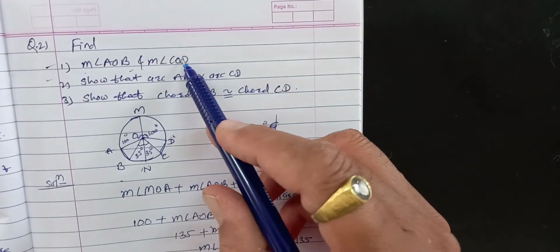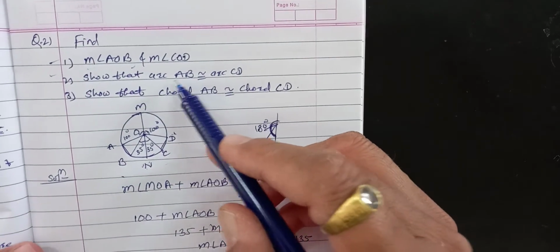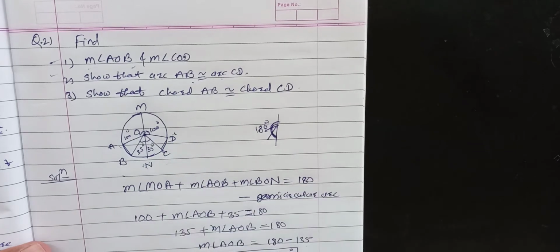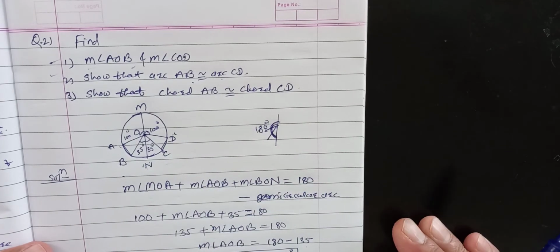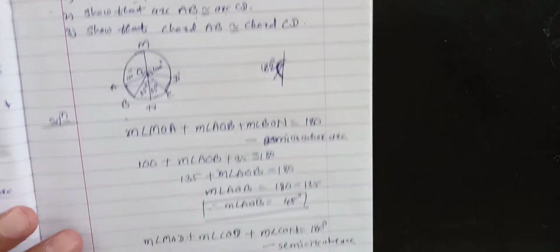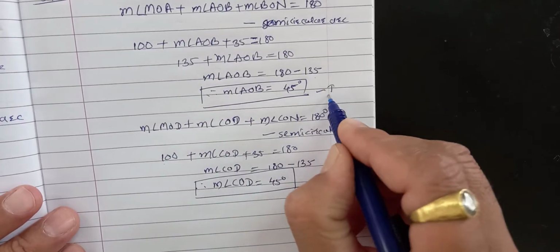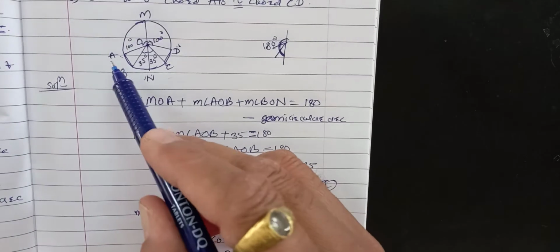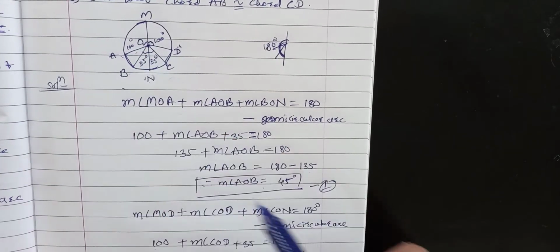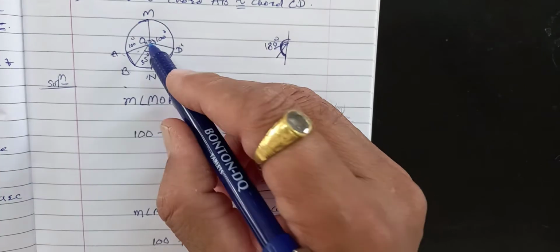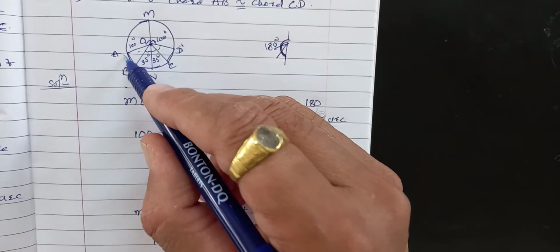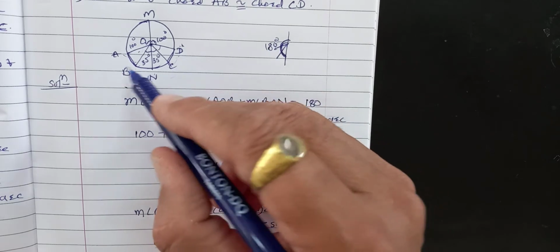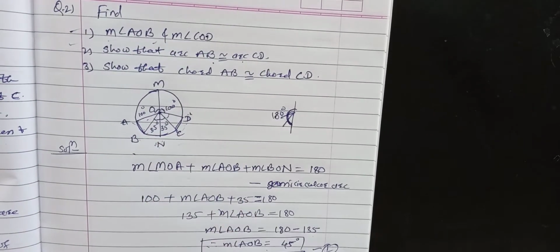Now here we have to show arc AB and arc CD are congruent. Arc AB means round this one. It's very simple. See there. This is first, this is second. Which angle? AOB. This is 45. And COD, this is also 45. So what is the measure of arc AB? 45. Measure of arc CD? 45. If the measures are the same, then these two are congruent.